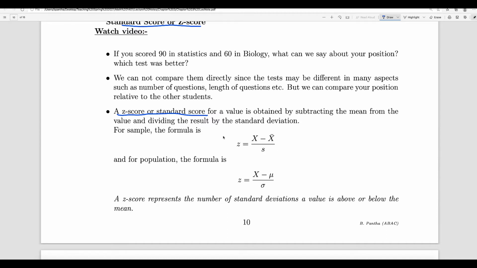The formula of the standard score: we denote the standard score, or the Z-score, by z, which is x minus x bar over s. You subtract the average from x and divide by the standard deviation. In that way, it will be unitless, okay? Because the unit on the top and the unit on the bottom will cancel out. For the population, it's the same thing, but x bar is replaced by mu, right? Because the mean is denoted by mu and the standard deviation by sigma in the case of the population. But in the sample, it is x bar and s. A Z-score represents the number of standard deviations a value is above or below the mean.